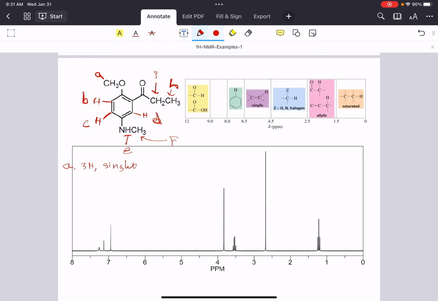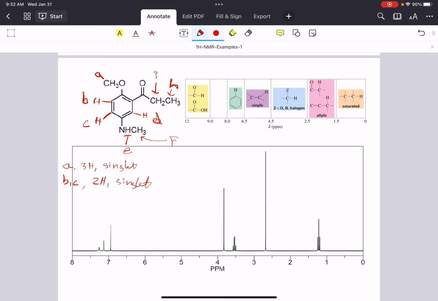Hydrogens B and C, because they're on this aromatic ring, things can be a little weird. They can sometimes split each other. Sometimes they will sit on top of each other depending on the strength of the instrument we're using. As it turns out in this case, those hydrogens are going to end up sitting on top of each other. So B and C, they're going to each integrate to one hydrogen, but together they'll be two hydrogens. And actually they turn out to be singlets just because those signals sit on top of each other. We'll talk about assigning that in just a minute.